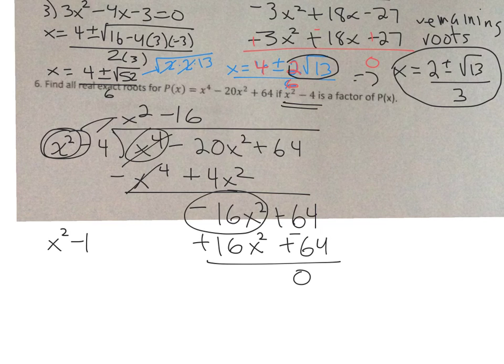Set x squared minus 16 equal to 0. I would not use the quadratic formula here. This is a difference of two squares. It factors into x plus 4 times x minus 4, because 4 times 4 gives me 16. So you have remaining roots of negative 4 or 4.